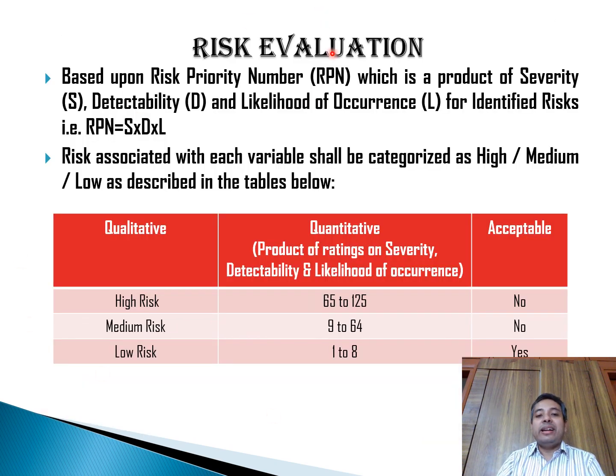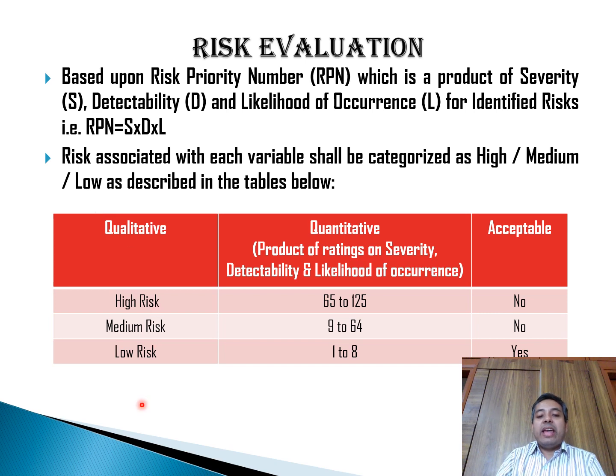As I have told earlier, after giving score to each of these three parameters known as severity, detectability and likelihood of occurrence of identified risks or variable, risk priority number shall be calculated by multiplication of these three parameters known as severity, detectability, and likelihood of occurrence. Okay, so as to evaluate whether the identified risk for each variable or risk factor can be categorized as high risk, medium risk, or low risk.